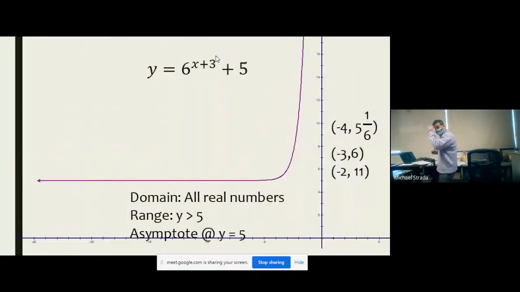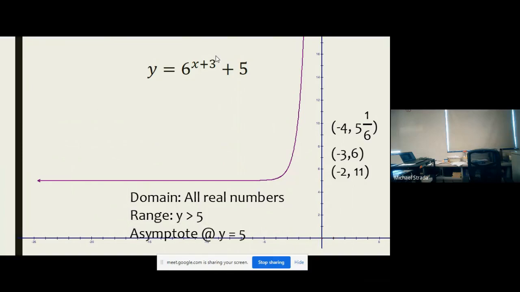There's 6 to the x plus 3 plus 5. Okay, so basically, normally with the exponential ones, you do negative 1, 0, and 1. And then you take whatever the opposite is of the exponent and you do that to those numbers. So the opposite of positive 3 would be negative 3. So you would take the negative 1, 0, and 1 and subtract 3.